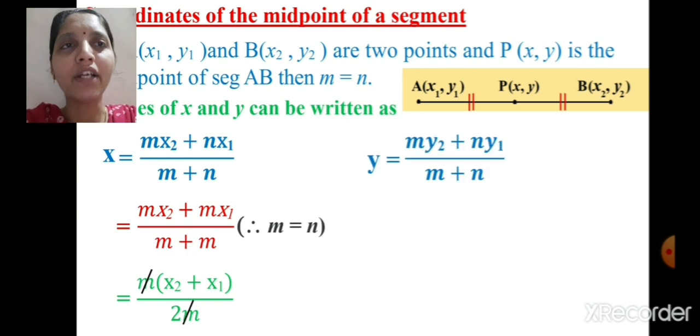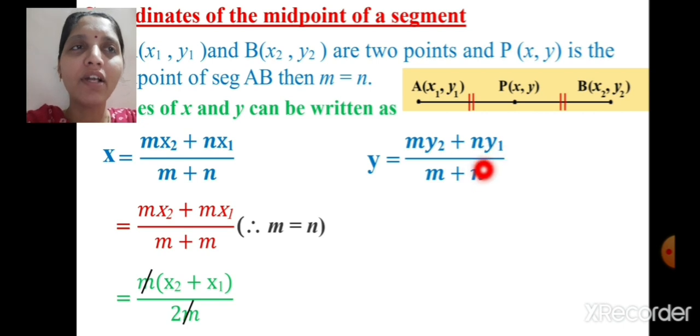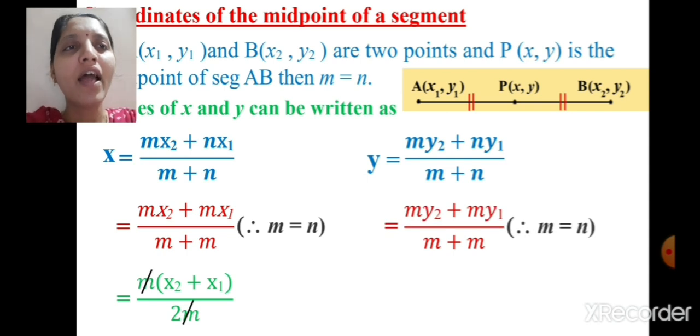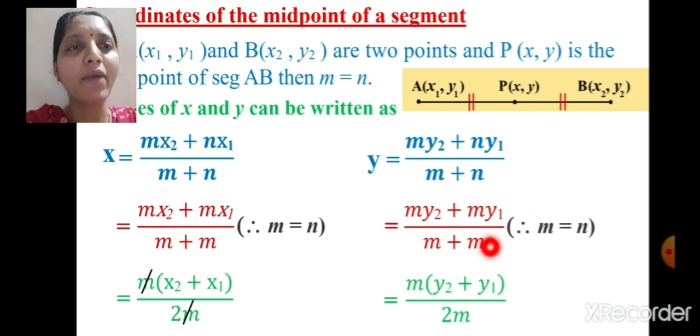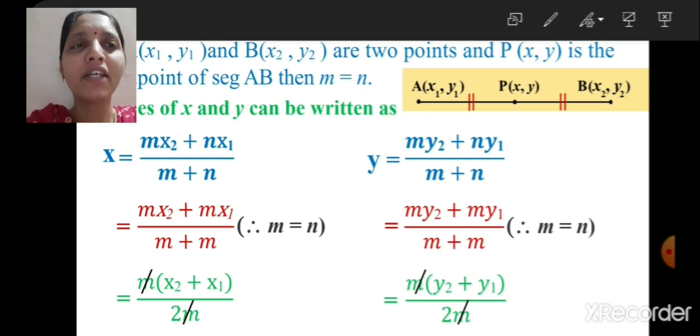Now let's see how to find the y coordinate. So y is equal to my2 plus ny1 upon m plus n. This is the section formula. So let's substitute here: my2 plus my1 upon m plus m. Again the reason is that m is equal to n. Take out m as a common factor. You will get m into y2 plus y1 upon 2m. Again here you can cancel this m and this m. So you will get y2 plus y1 upon 2. So this will be your formula for the y coordinate.